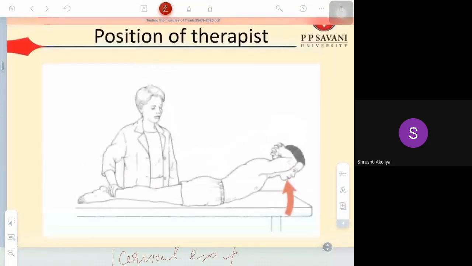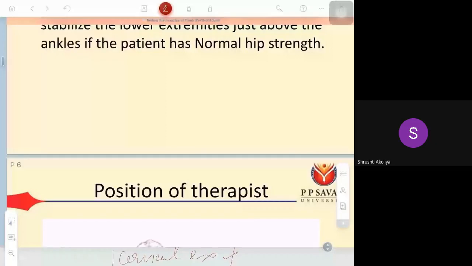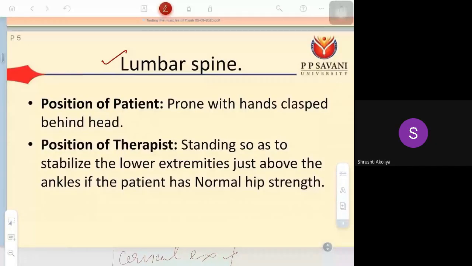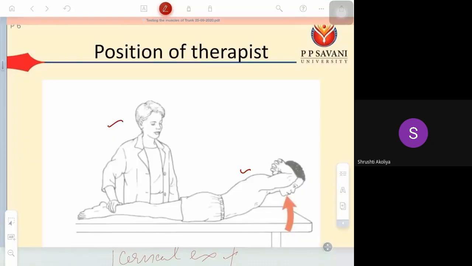Position of the patient and position of the therapist. You see what the position is. You just observe, then we will go back. Okay. Position of the patient: prone lying with hands clasped behind the head. That is the position of the patient. Hands clasped at the back of the head.